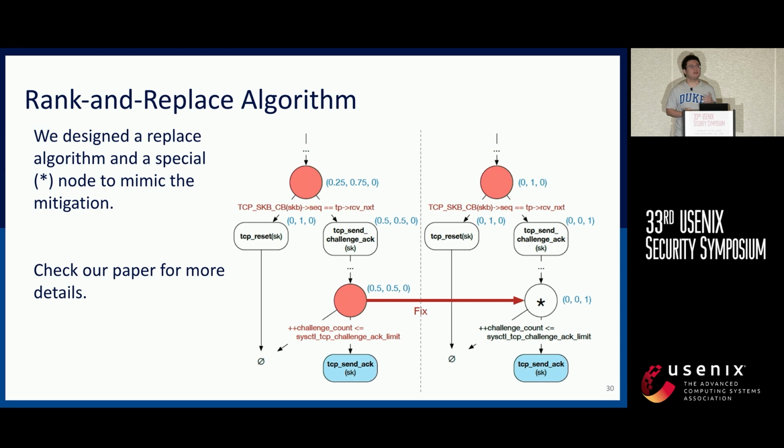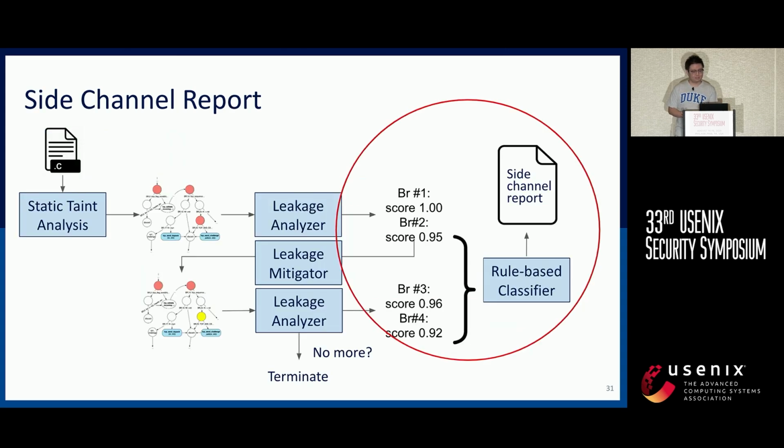So we designed a replace algorithm to simulate the mitigation on the graph. We introduce a special wildcard node, which is denoted by the star symbol here. Intuitively, the wildcard node represents a randomized state. It counts as a distinguished output, and any leakage below this point will not contribute to leakage above this point. More mathematical details can be found in our paper. After several iterations, we aggregate all reported side channels into one complete and classified side channel report.